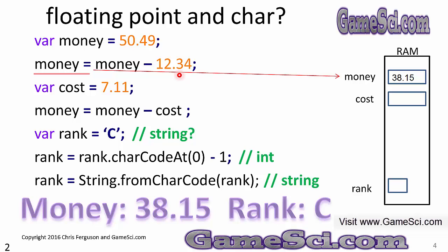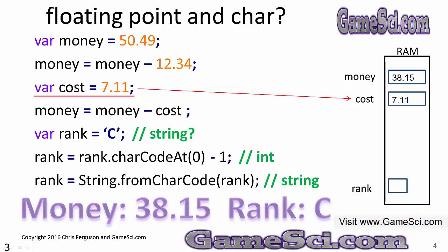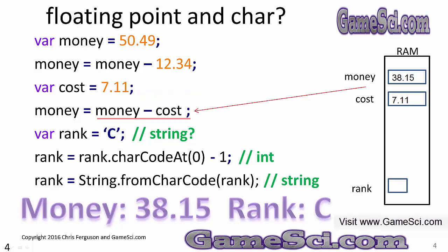Different items that you buy will have different costs. So what I'm going to do is declare another variable. See that var? That means I'm declaring a variable. The name of that variable is cost. The type is obviously floating point. And the current value, our default value, is $7.11. So I'll put that into the variable and use it on the next line.